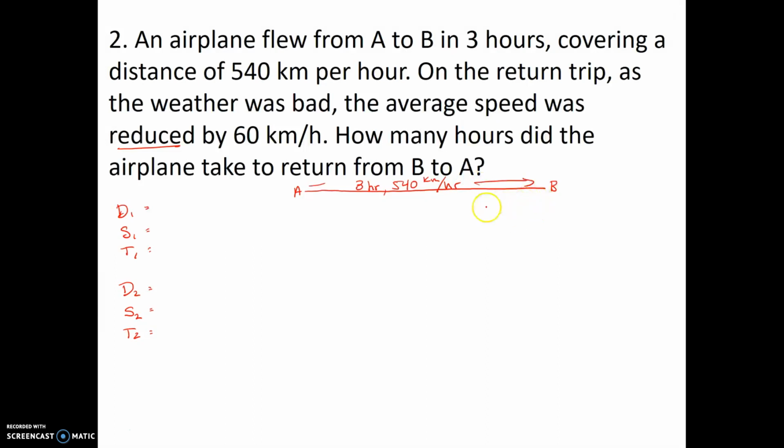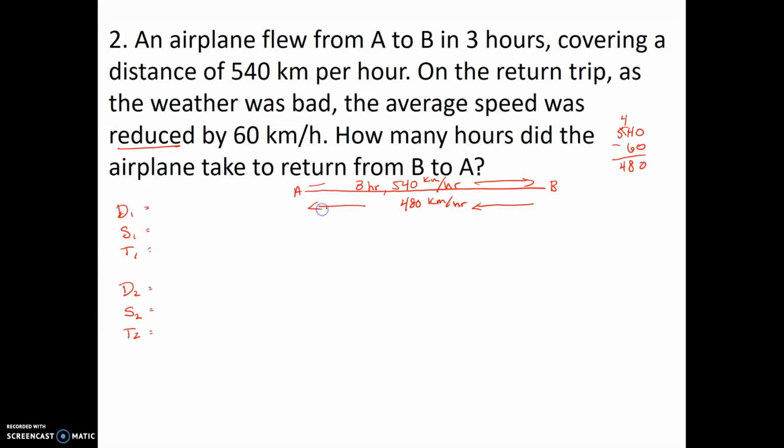On the way back, it took longer because it was slower by 60 kilometers per hour. So to find that speed, we're going to do 540 minus 60, and the answer is going to be 480. So it flew back at 480 kilometers per hour. So that's going this direction.